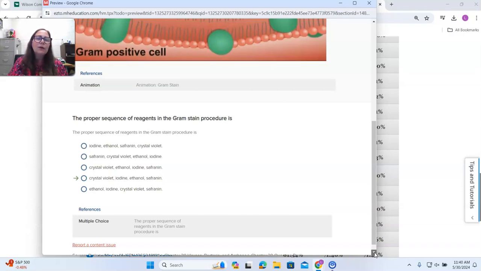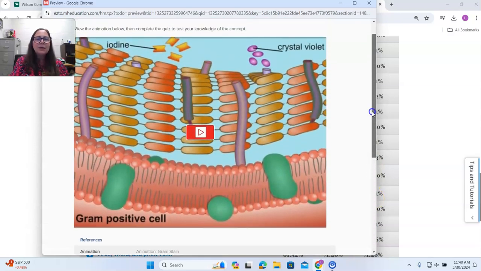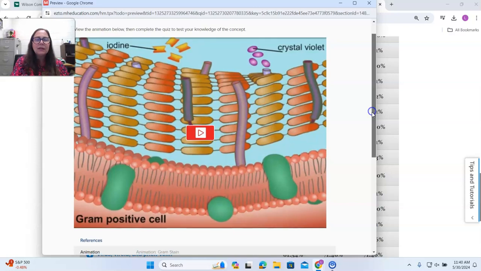So the Gram-Stain focuses on two types of bacteria based on the composition of their cell wall. If the bacteria is called gram-positive, their cell wall has a very thick layer of peptidoglycan, and you can see that in this picture here. This is a picture of a gram-positive bacterial cell wall. And you can see the cell wall is very thick. It's thicker even than the plasma membrane. Here's the plasma membrane underneath it.